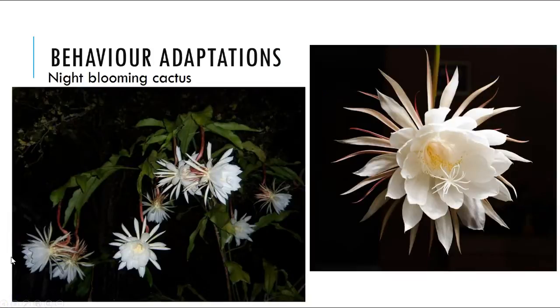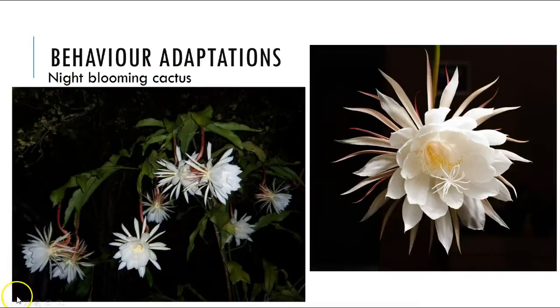So some of the behavioral adaptations for plants, the main example that we'll be looking at is the night blooming cactus. Most flowers usually bloom during the day. However, cactus live in a very harsh environment where it's actually more beneficial for them to bloom during the evening, and they use the animals that are also nocturnal as a way to spread their pollen from one flower to another.